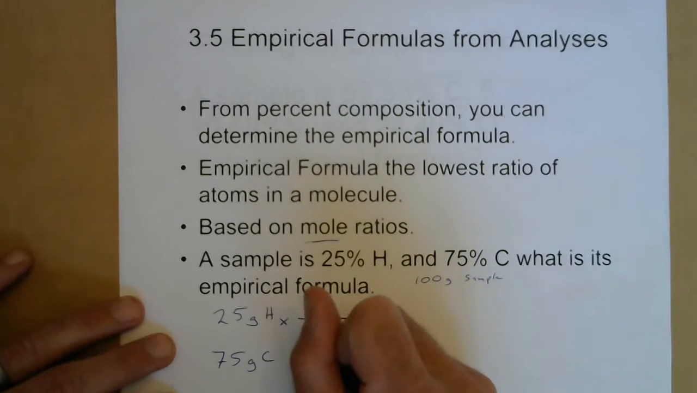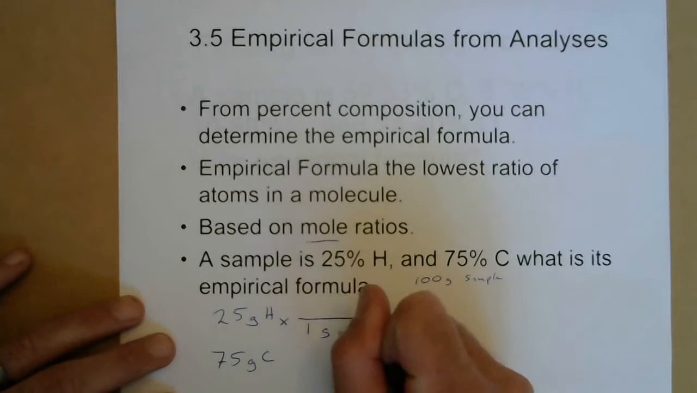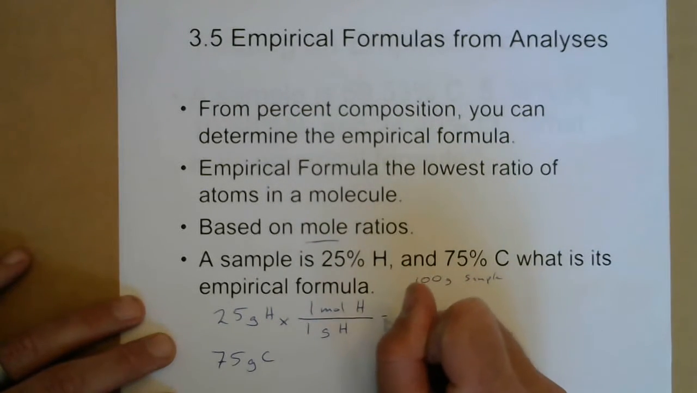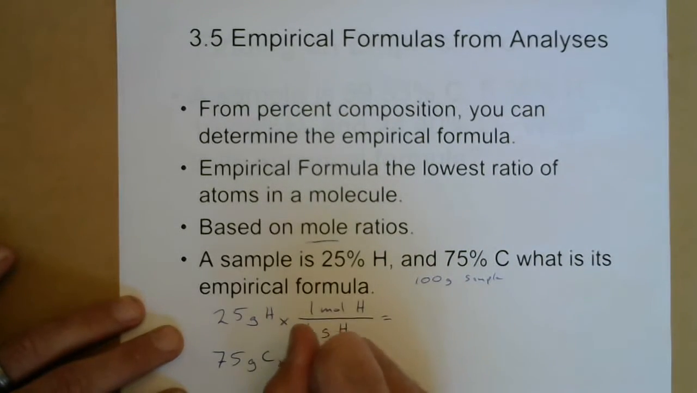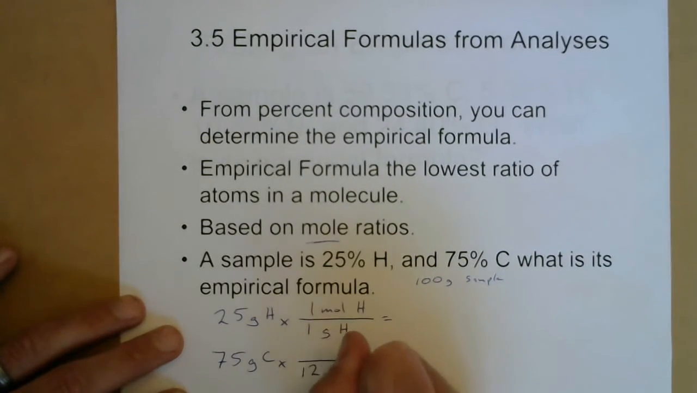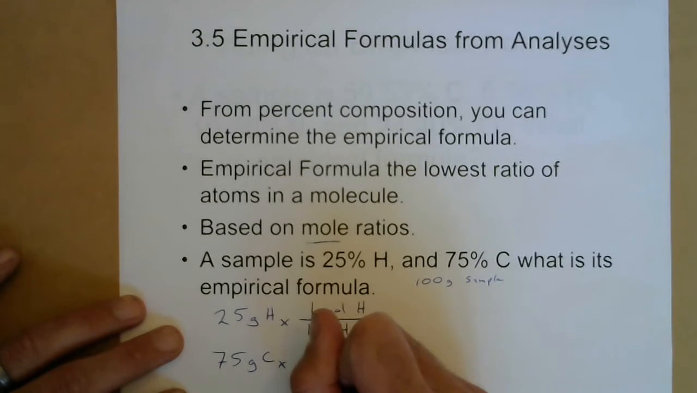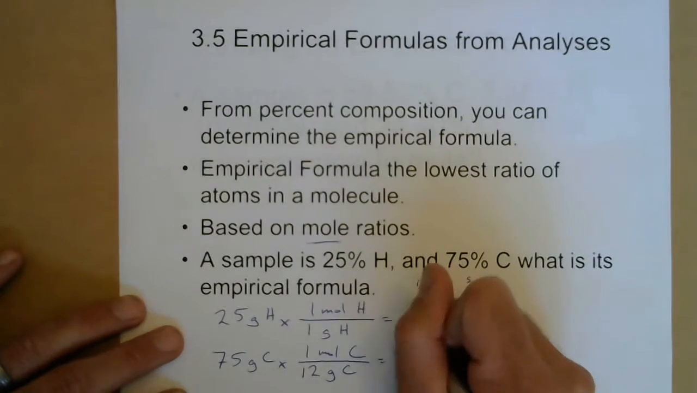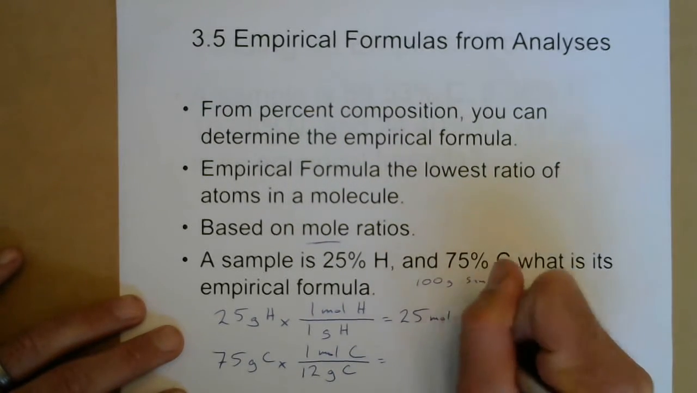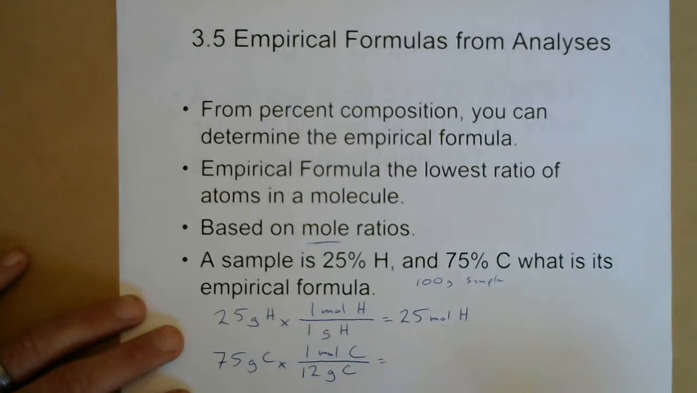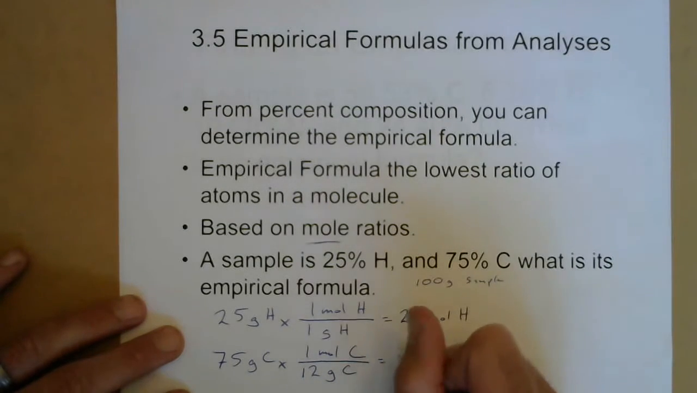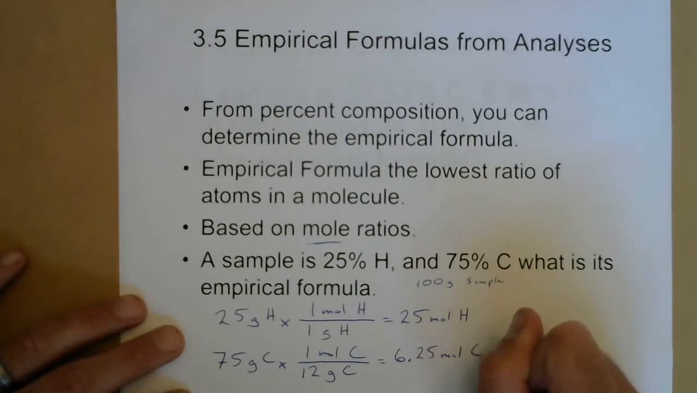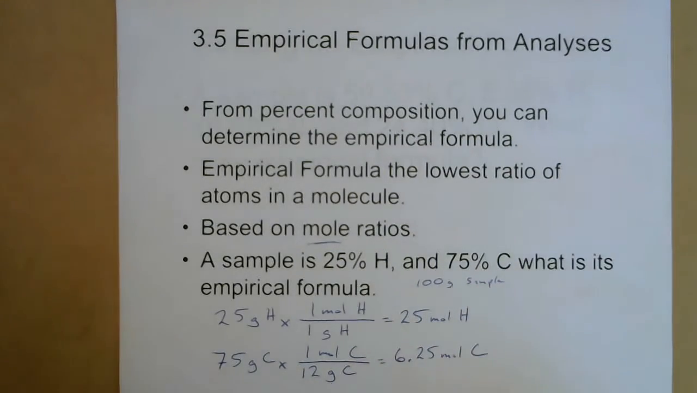So what I want to do with these is turn them both into moles. So we'll use molar mass. So we'll do 1 gram of hydrogen for 1 mole of hydrogen. That's the molar mass from the periodic table. And then for carbon, we'll do the same thing. We'll look up its molar mass on the periodic table. 12 grams of carbon for every 1 mole of carbon. Okay, and so we've got 25 moles of hydrogen in this sample. And we have 6.25 moles of carbon. So we've converted them both into moles.